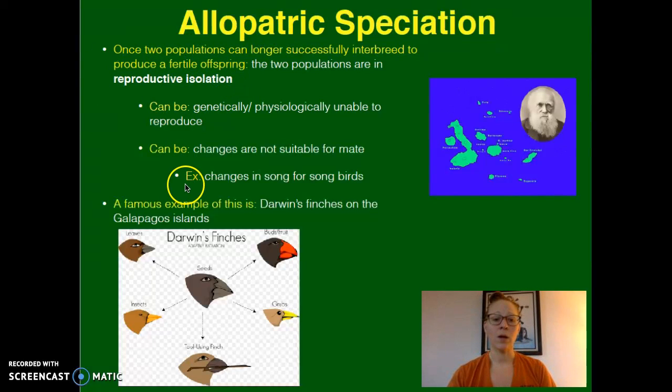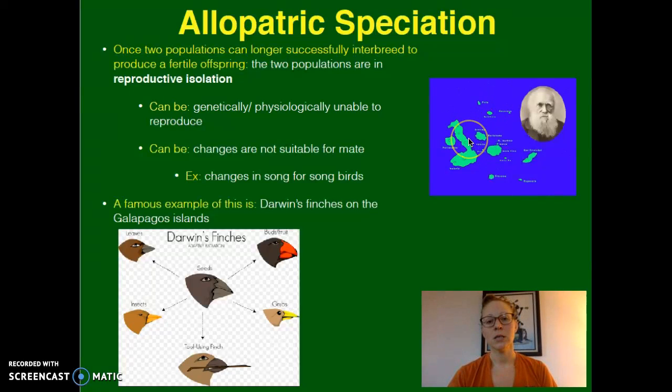A famous example of reproductive isolation as a result of allopatric speciation is Darwin's finches. So Darwin's finches lived in the Galapagos, or still do live in the Galapagos Islands. And there was an ancestral finch, the ancestor to all of the finches in the Galapagos today, that over time would migrate to new islands, but the migration was so far that they weren't able to come back, so they started populating the islands over time.